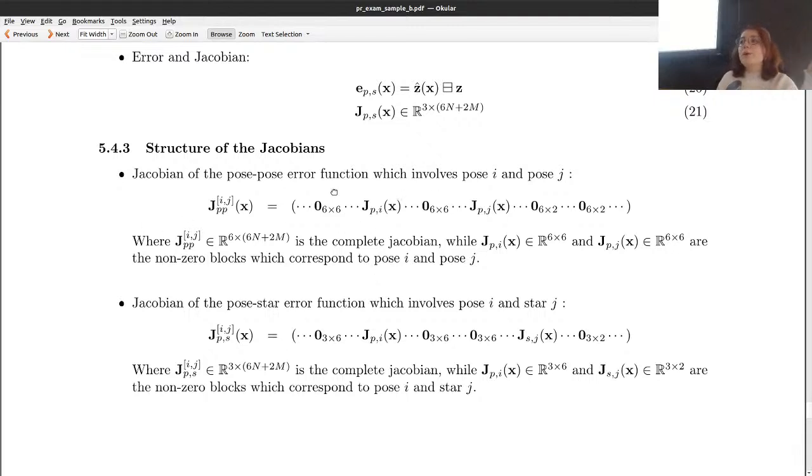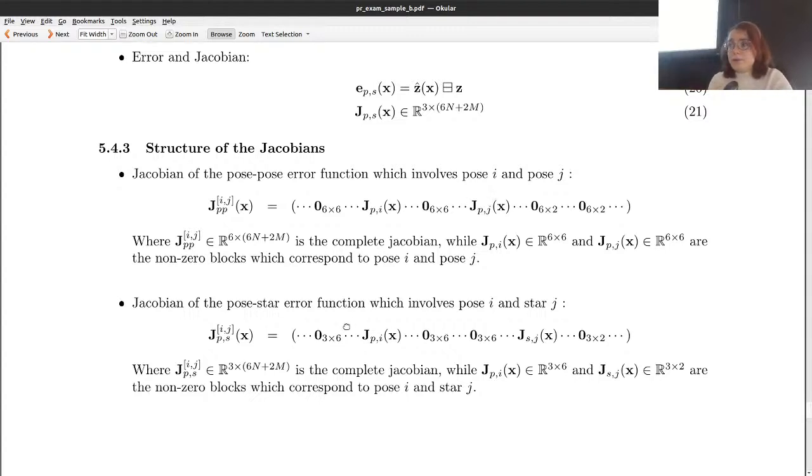So, for example, the pose-pose error function will have a Jacobian that is as high as 6, because in the pose-pose error function we have a relative transformation between poses, and as large as, again, the dimension of the perturbation variable, which is 6n plus 2m. In this case, you will highlight that for each pose-pose error function you have a non-zero block for each of the two poses that are involved in that specific pose-pose measurement. Assuming that we have pose i and pose j related by a measurement, then we will have the ith and the jth block, which are non-zero.